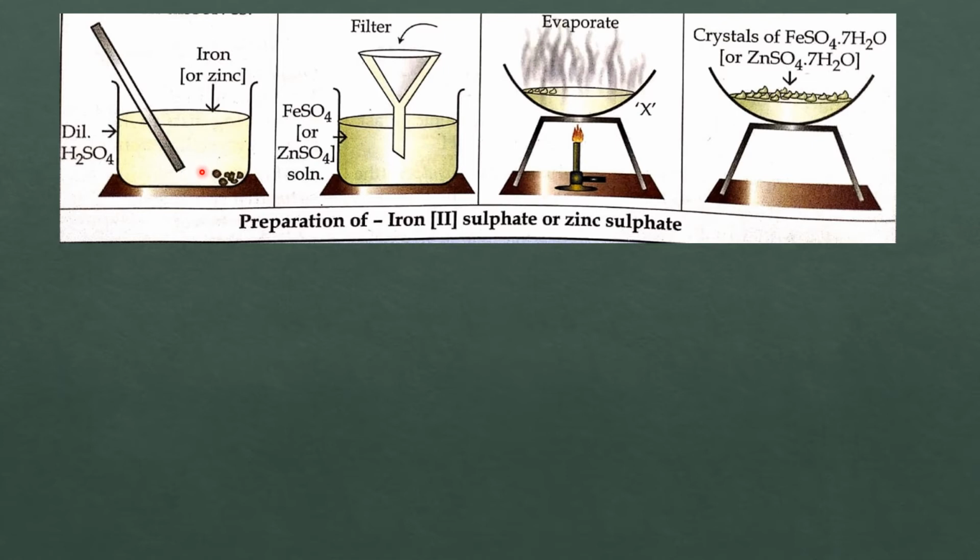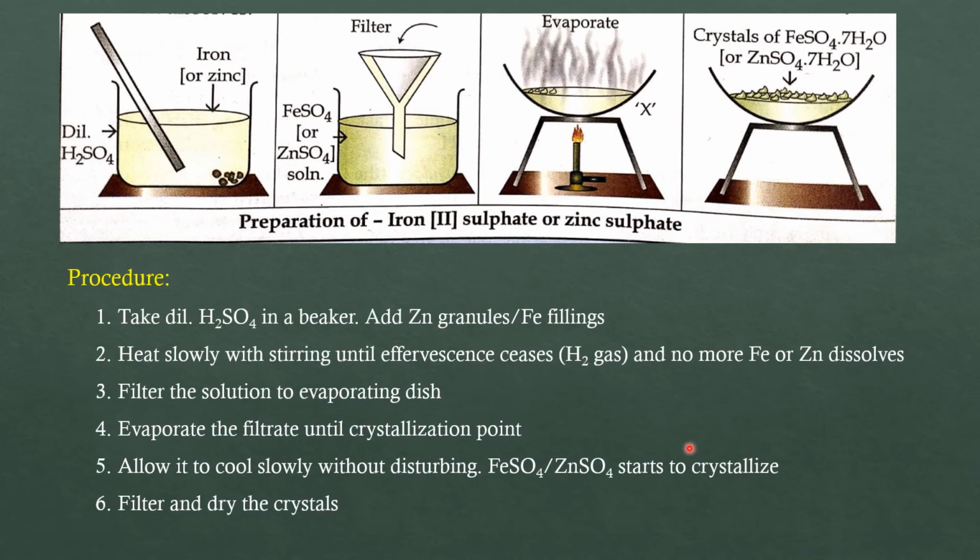From this point onwards, no more zinc or iron dissolves in dilute sulfuric acid. Filter the solution to remove the undissolved iron or zinc. Then transfer the filtrate to an evaporating dish. Evaporate it off until a hot concentrated solution is obtained or until the crystallization point is reached. Then allow the solution to cool in a corner without disturbing. This gives us the crystals of ferrous sulfate heptahydrate or zinc sulfate heptahydrate, depending upon what we have taken in the first step. Filter it and then dry the sample to get the crystals. You can go through the detailed procedure here.